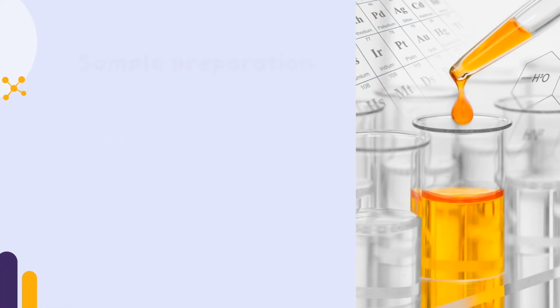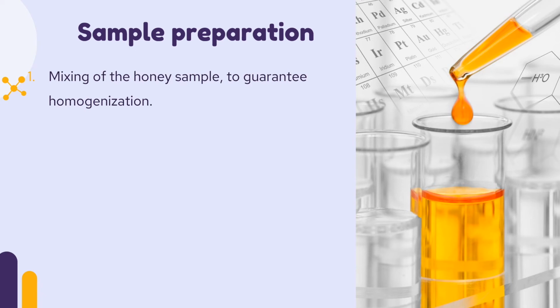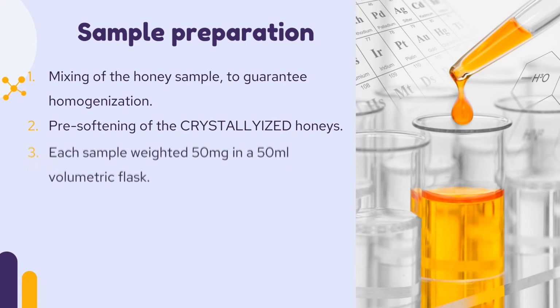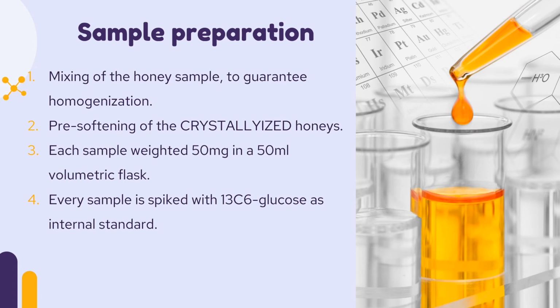Moving on to the sample preparation and the steps we have to do in order to prepare our sample. The first thing is mixing the honey sample to guarantee homogenization, to make the whole solution homogeneous. The second thing is the pre-softening of the crystallized honeys. We do that by heating in a thermostatic bath at 40 degrees Celsius. The third thing is that each sample is weighed, 50 mg in a 50 ml volumetric flask, and every sample is spiked with 13C6 glucose as internal standard.